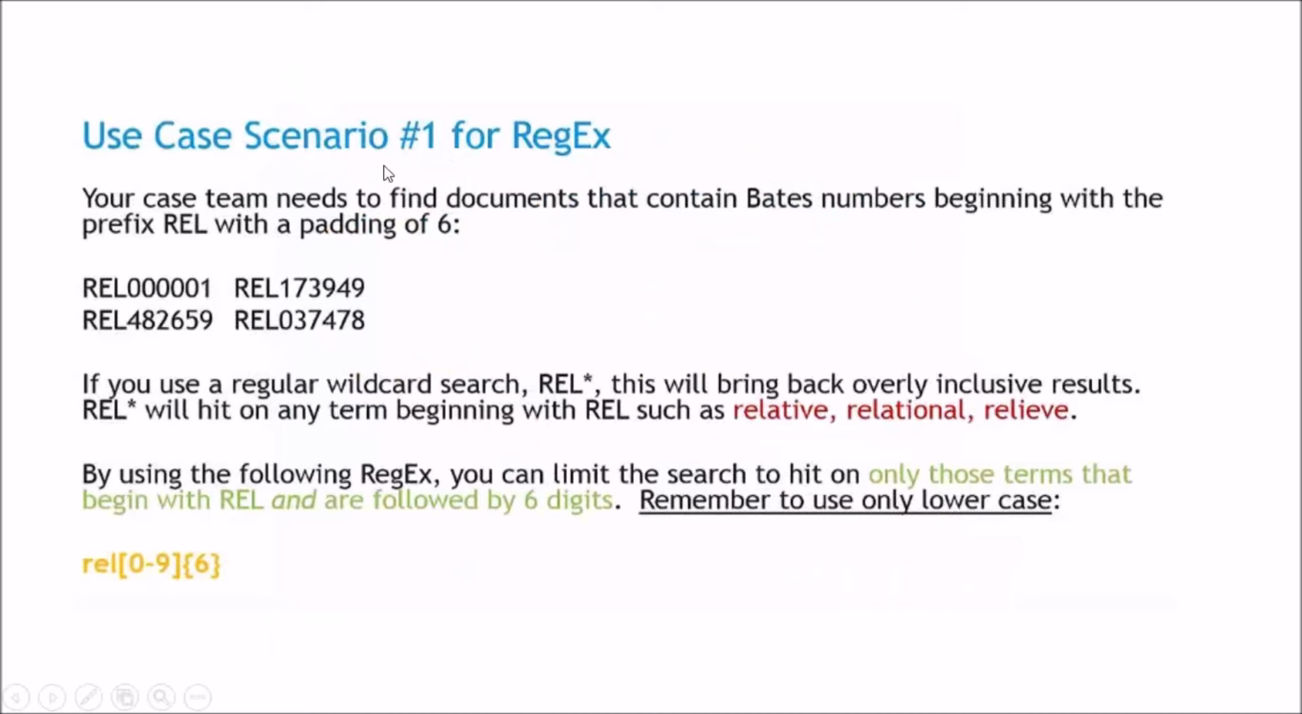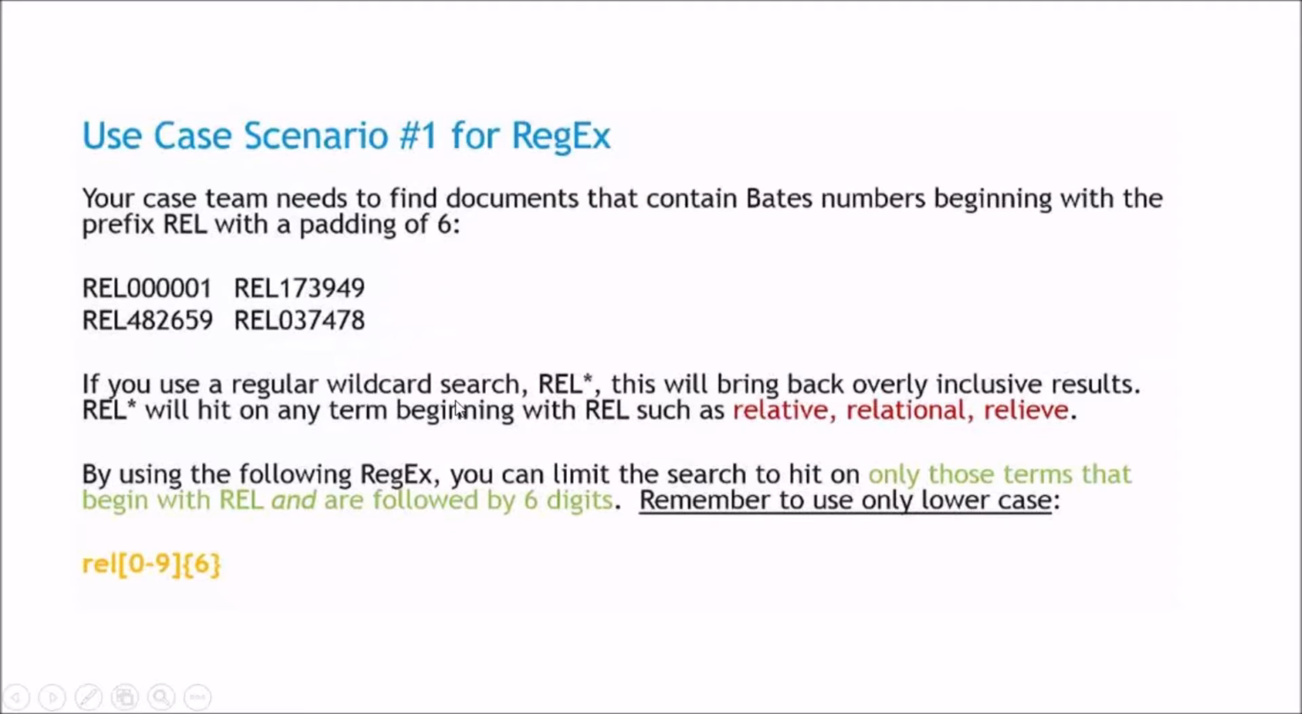So here's a scenario to use the regex searching. Your case team needs to find documents that contain Bates numbers beginning with the prefix REL with a padding of 6. So here are some Bates numbers, REL, and then you have 0, 0, 0, 0, 0, 1. So you have 1, 2, 3, 4, 5, 6 characters. But you can see the characters are all different, but they're all padded with 6. So REL padded with 6 characters.